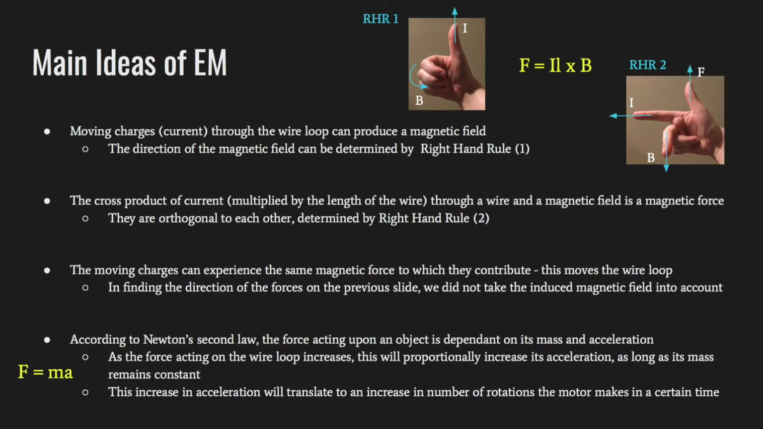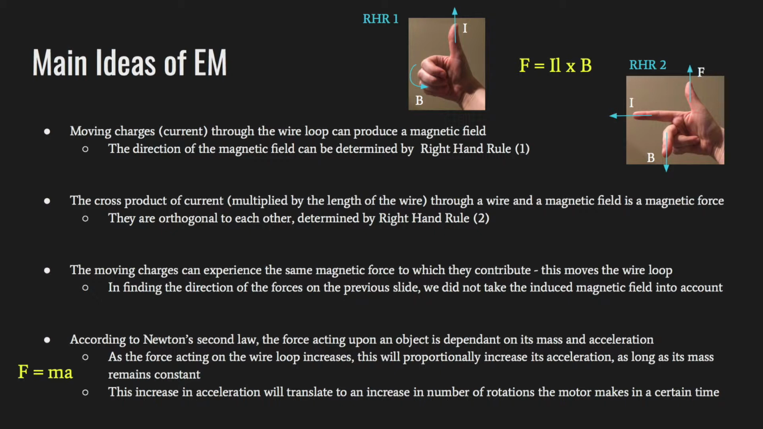It is a magnetic force. They are orthogonal to each other, so it can be determined by the second right-hand rule. Moving charges can experience the same force to which they contribute, so this aids in moving the wire loop.